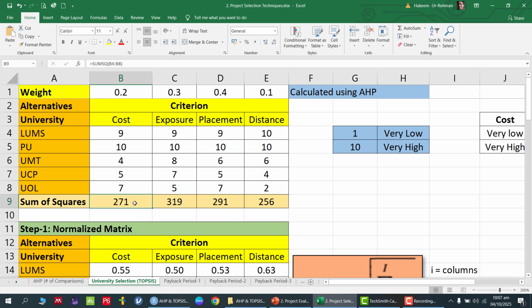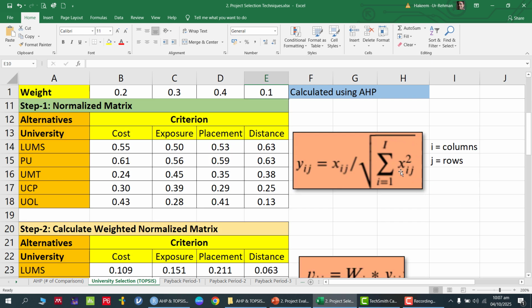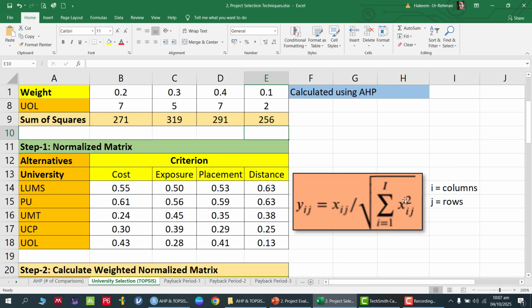Or we can apply the formula in Excel, which is SUMSQ, the sum of squares. It takes the square of every individual value and then sums them up. So we will get the first value, which is the sum of squares, and then we can drag and drop. It is going to give us the sum of squares of the second column, the third one, and the fourth one. Once we have taken this sum of squares, we are going to use it to calculate the normalized matrix.